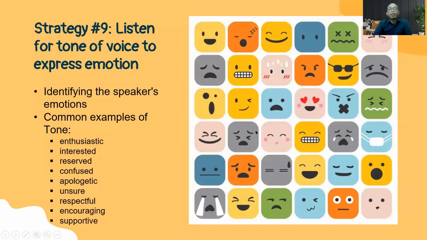Okay, strategy number 9, listen for tone of voice to express emotion. Many of the questions in the listening will also ask about the speaker's emotions. For this type of question, try to remember these examples, okay? Enthusiastic, interested, reserved, confused, apologetic, unsure, respectful, encouraging, and supportive. Make sure you know what they mean, so when you get this question, you can match it with the tone of the speaker.